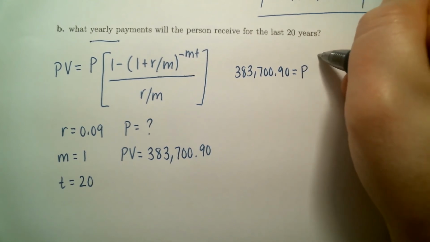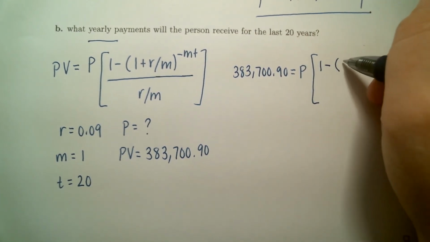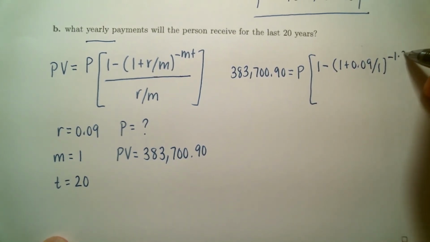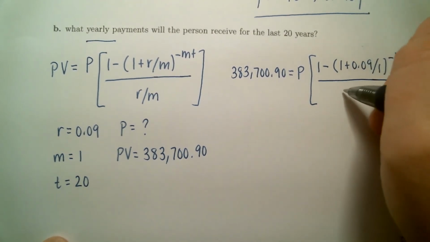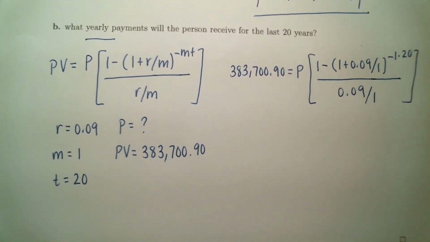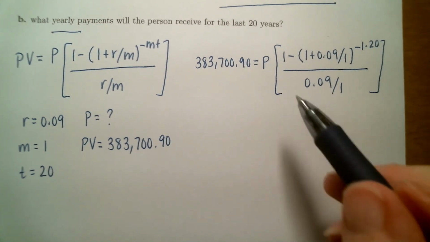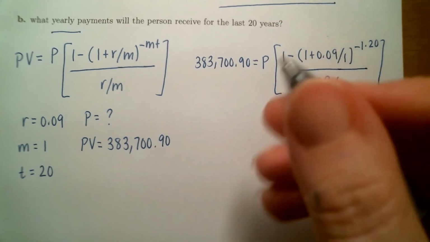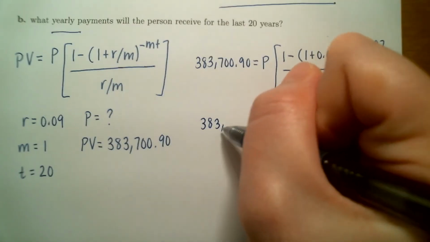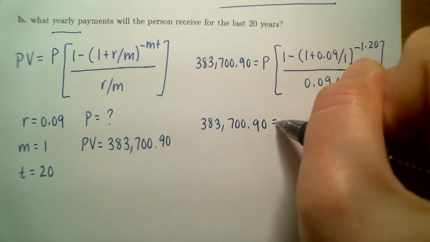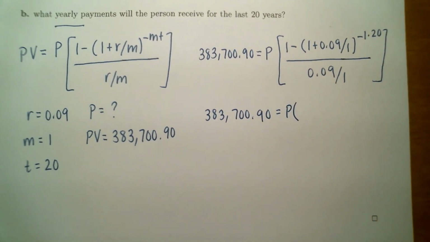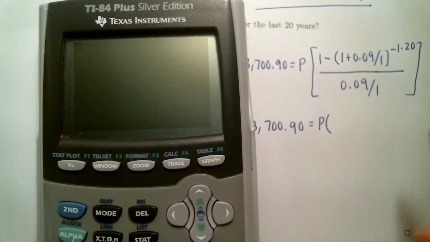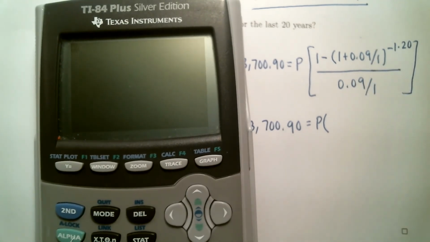All right, so it's going to look like this. We need to solve for P. P is multiplied by all this stuff, so we need to figure out what this quantity is, and then we can go from there. So we're going to have $383,700.90 is equal to P times, let's figure out that quantity. Let's plug it into our calculator. You want to start with the numerator. We're looking in brackets here. We're going to start with the most complicated part.